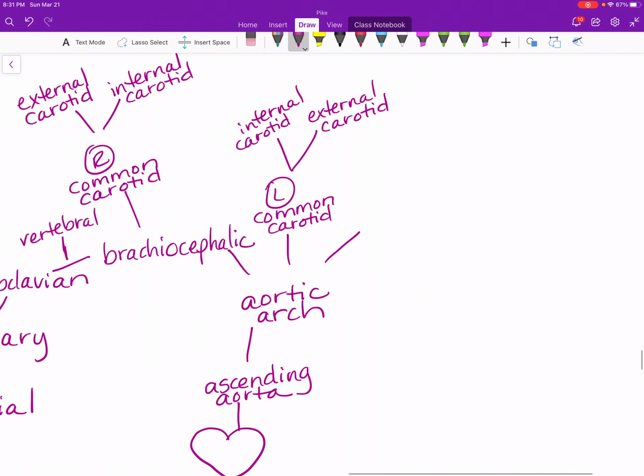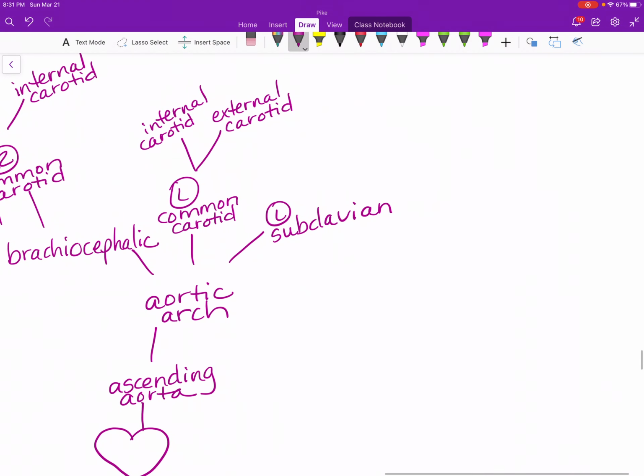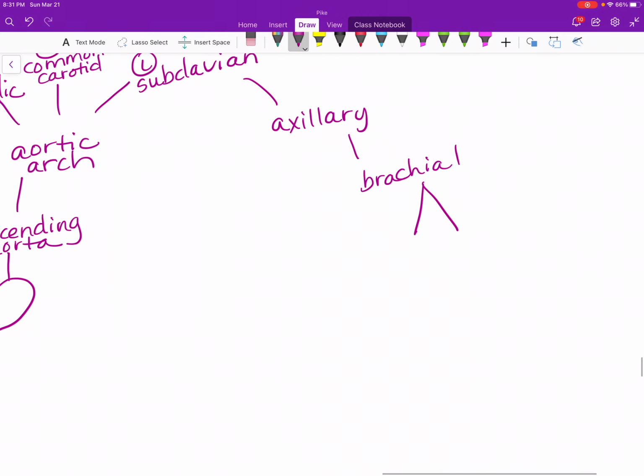Now, the third branch of the aortic arch, all the way on the left side, is the left subclavian. The left subclavian, and then we can just go down the arm, just like we did over here. So then in the armpit, it's the axillary. I'm going to kind of bring it way out here so that I can do some more underneath. Then we have the brachial, which branches into a radial and ulnar.